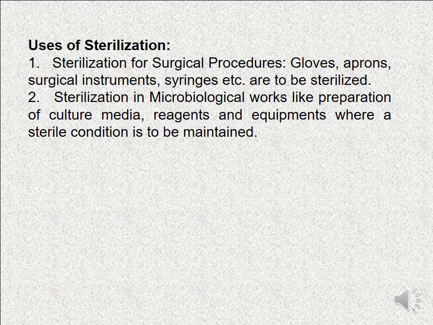The uses of sterilization. For which purpose do we use sterilization? Sterilization for surgical procedures: gloves, aprons, surgical instruments, syringes, and so on are to be sterilized. Sterilization in microbiological work, like preparation of culture media, reagents, and equipment, where a sterile condition is to be maintained.